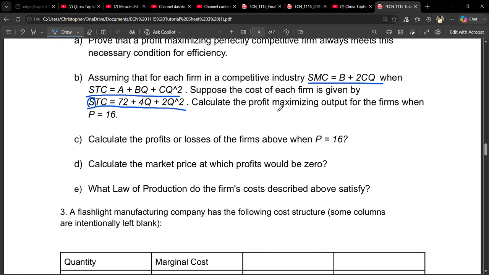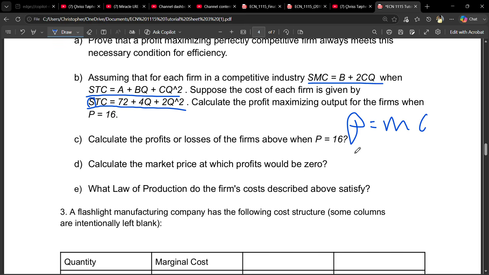They're saying calculate the profit maximizing output for the firm when price is equal to 16. So how do you do that? You know that we are still under perfect competition. Perfect competition produces at the point where price is equal to marginal cost. So this is the condition that we're going to follow.